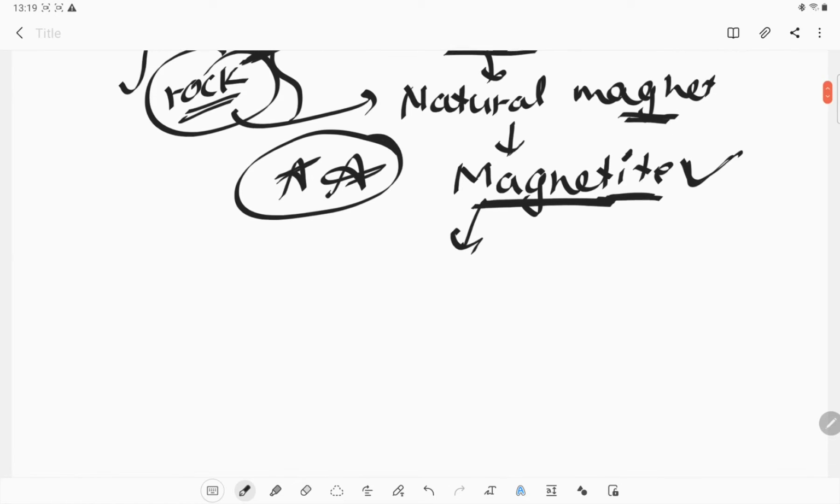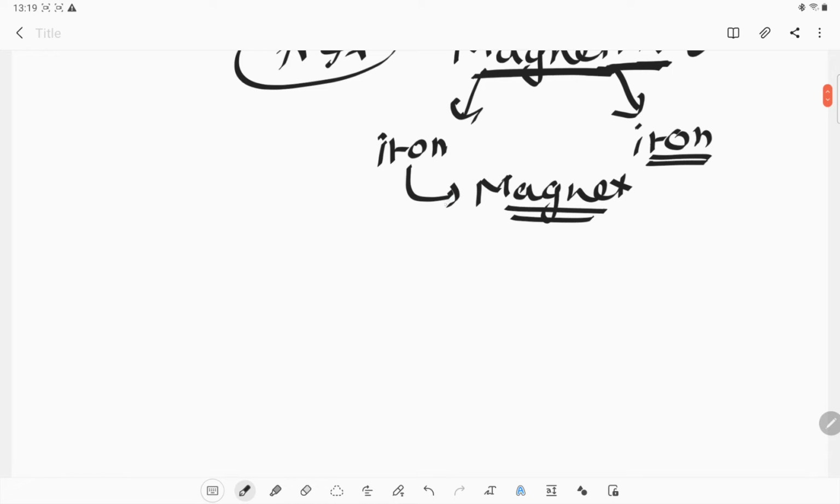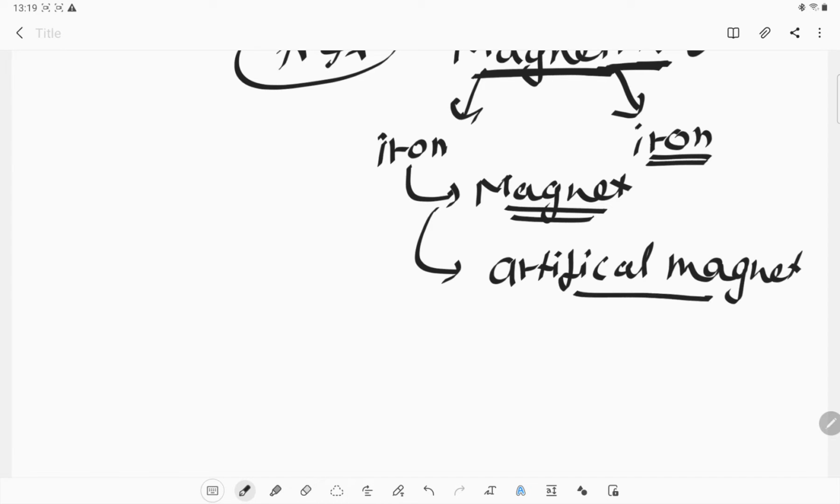After that, other scientists also worked on it, and they found that magnetite is made of, or contains, iron. So they tried to convert iron into a magnet, and they successfully did it. So they discovered artificial magnets, which help us according to our need.